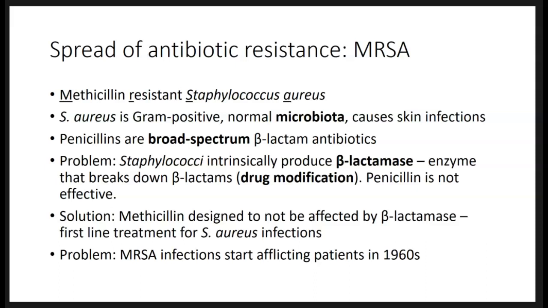So the drug methicillin was developed as a chemical derivative of penicillin. It was modified in a chemistry lab in order to prevent the effects of the beta-lactamase. So methicillin is a drug that's able to still prevent the bacteria from forming their cell walls, but it's not affected by the beta-lactamase enzyme that breaks down the antibiotic. However, methicillin-resistant Staphylococcus aureus strains began appearing in hospitals around the world in the 1960s.